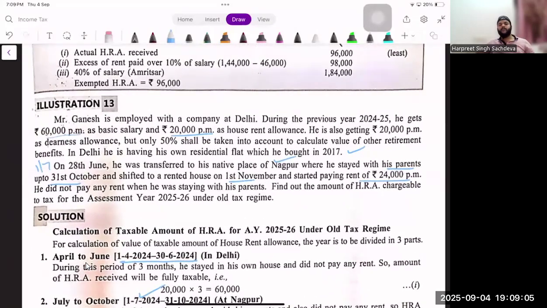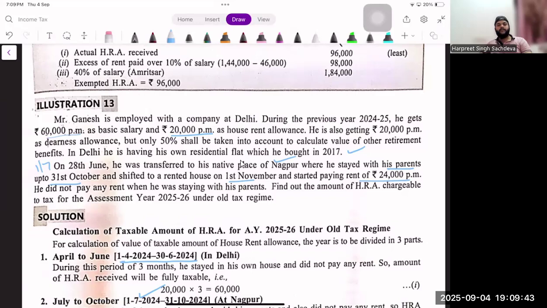What's the rent paid amount? What's the amount of rent paid? Quick, Raja. Everyone quickly tell Raja. What's the amount of rent paid?